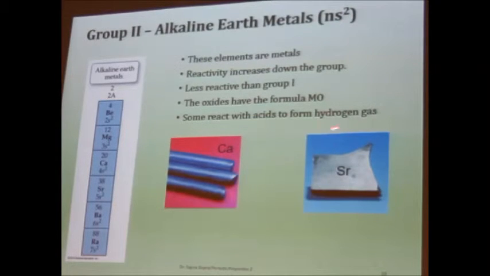Some of these will react to form hydrogen gas, and again we did that yesterday with the magnesium. You take magnesium, react it with any acid, sulfuric acid or HCl, and you get a nice reaction. That is also a way of testing, by the way, if you have a metal or not. If you're not quite sure that you have a metal, you just throw in a little bit of acid, and if you get hydrogen gas, then you have a metal. Non-metals will not do that. So that's what these are.